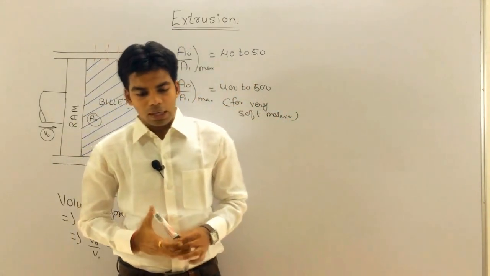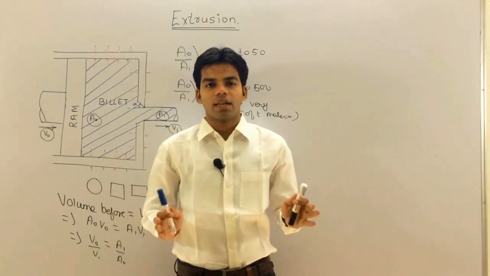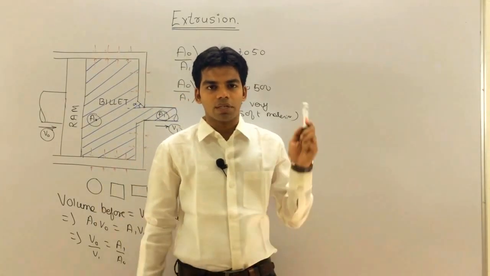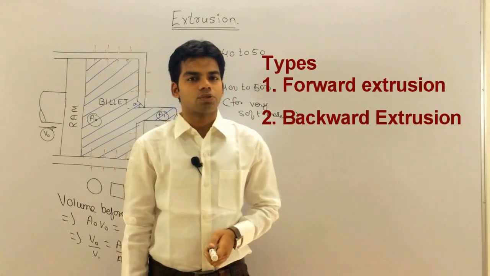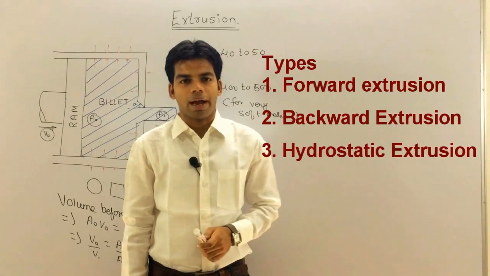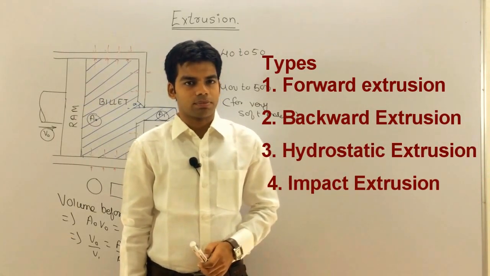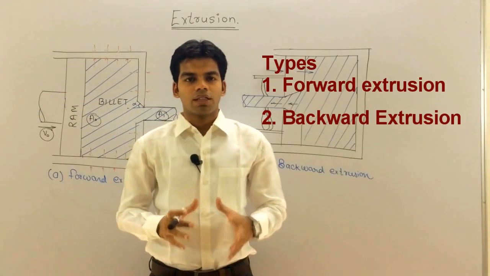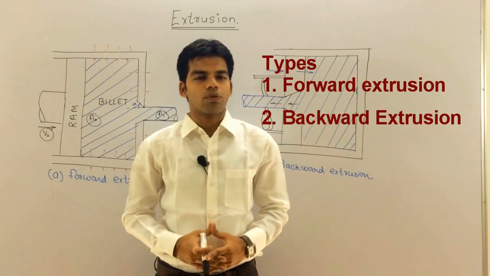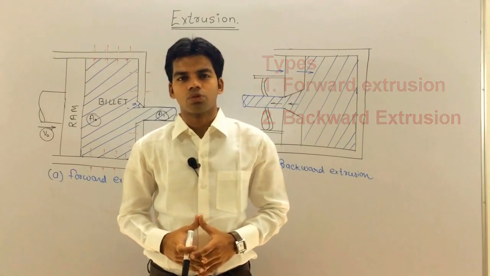Getting this now? Okay. Now, coming to the types of extrusion process. Basically there are 4 types of extrusion process. First is forward extrusion, second is backward extrusion, third is hydrostatic extrusion, and last one is impact extrusion. And one by one we will study all these four types of extrusion process. Well, the first 2 types of extrusion are forward and backward extrusion. Now what actually are forward and backward extrusion?